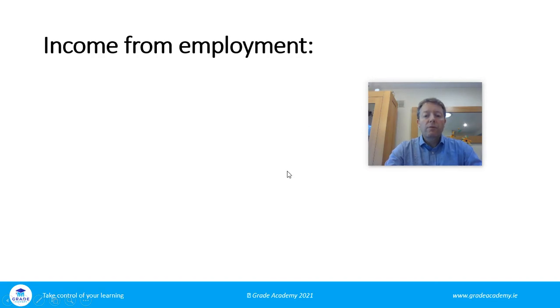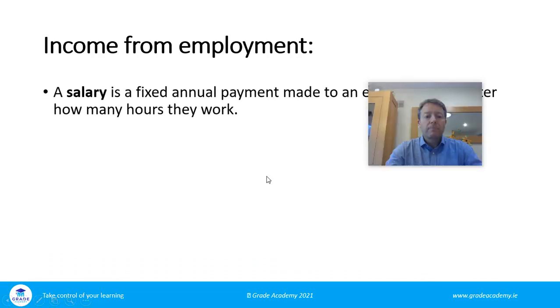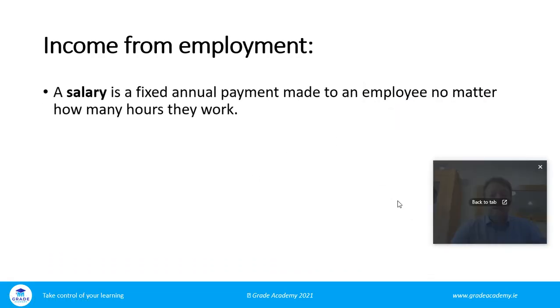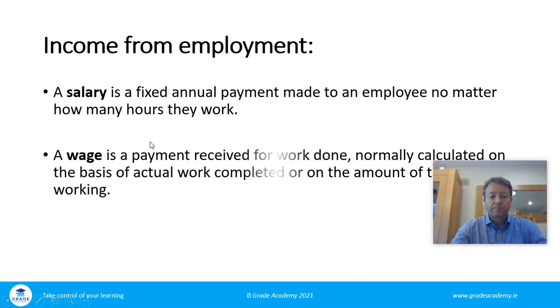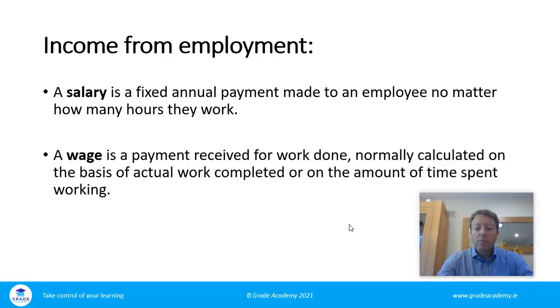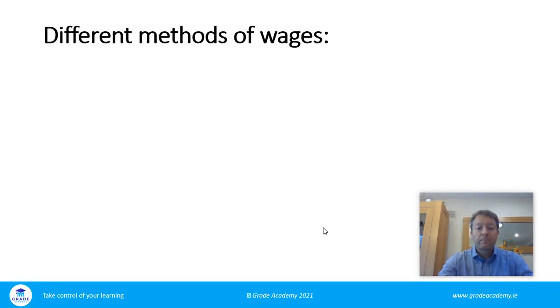Now, income from employment. A salary is a fixed annual payment made to an employee no matter how many hours of work they do. A wage is a payment received for work done, normally calculated on the basis of actual work completed or on the amount of time spent working.